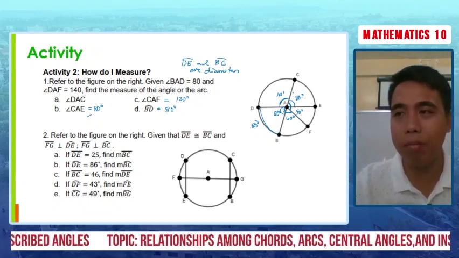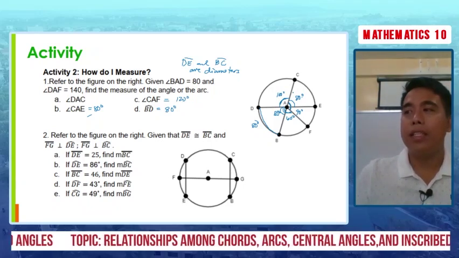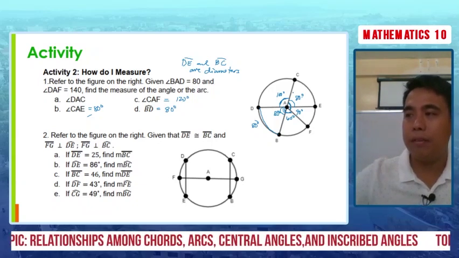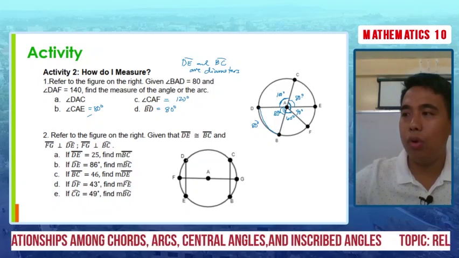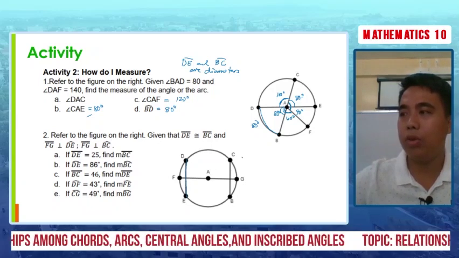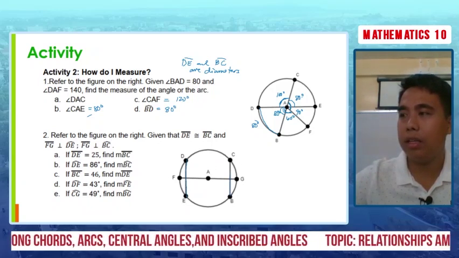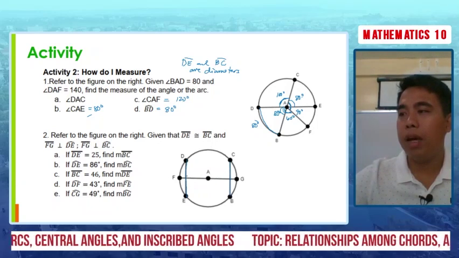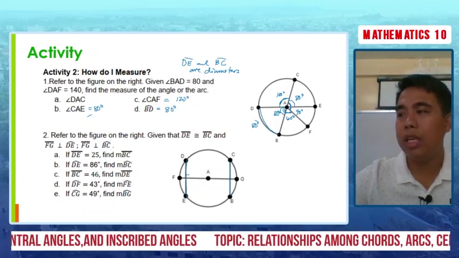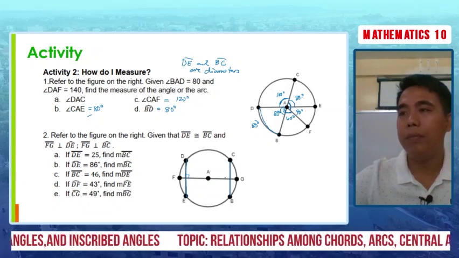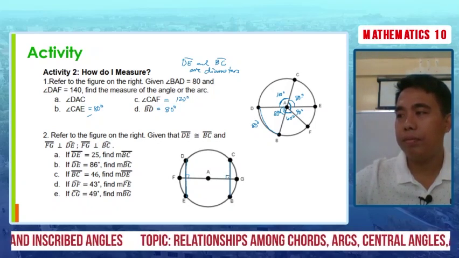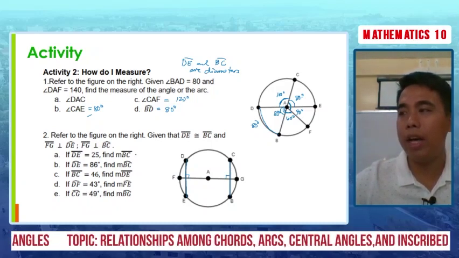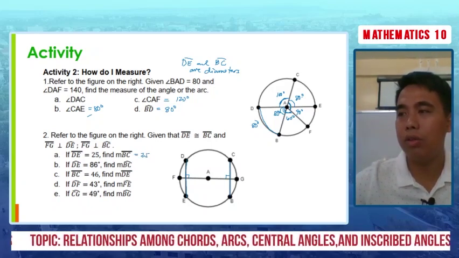Now let's proceed sa number 2. It says there, DE is congruent to BC. So etong chord DE is congruent kay BC. FG is perpendicular to DE, perpendicular din kay BC. So kapag si DE daw ay 25, then BC is also equal to 25.